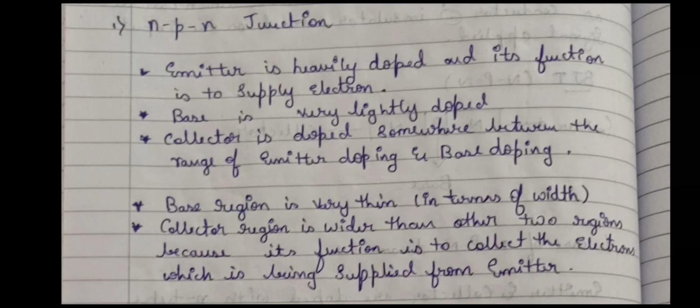So the base region should be very thin in terms of width, and collector region should be wider than the other two regions, because as I said, its function is to collect the electrons which are being supplied from the emitter region. I said that emitter region is where the free electrons will be formed, and these free electrons will move towards the collector region. So the collector region should be big enough to collect these electrons. So that's the reason why collector region should be wider than the other two regions.